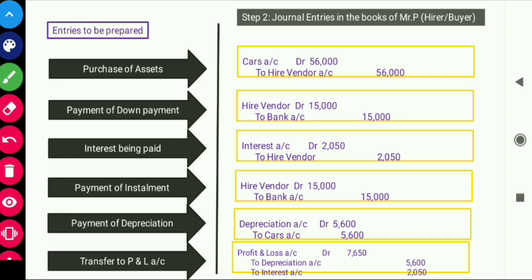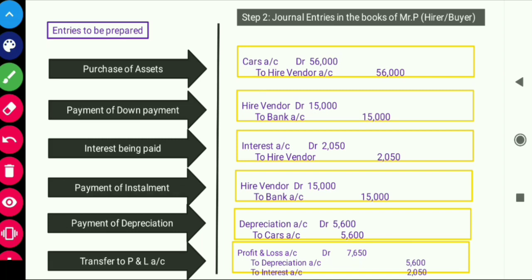So we conclude that this transaction is purely about purchasing of asset on credit. So look at the first journal entry. In every transaction, there are at least 2 accounts. In this first transaction, purchase of asset on credit, there are 2 accounts. One is car, that is an asset, it is a real account. Another one is the hire vendor, he is a giver and he is a personal account.